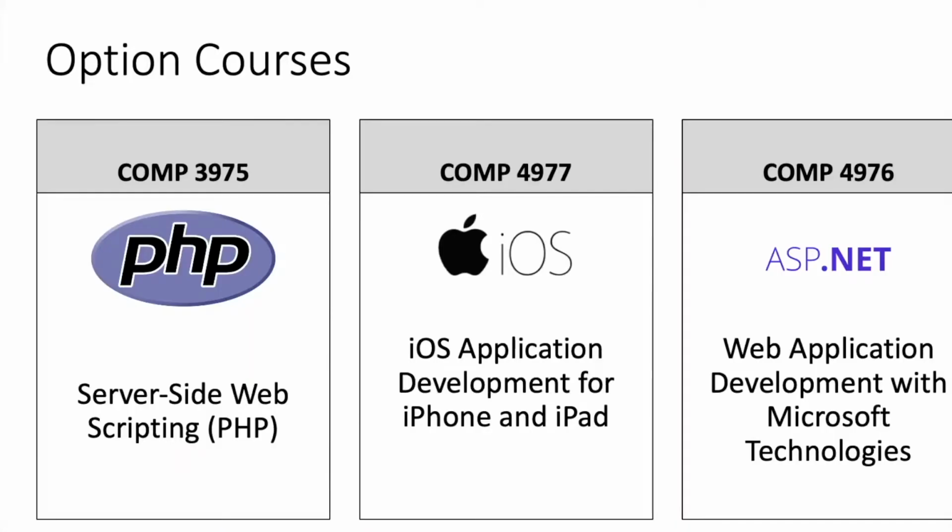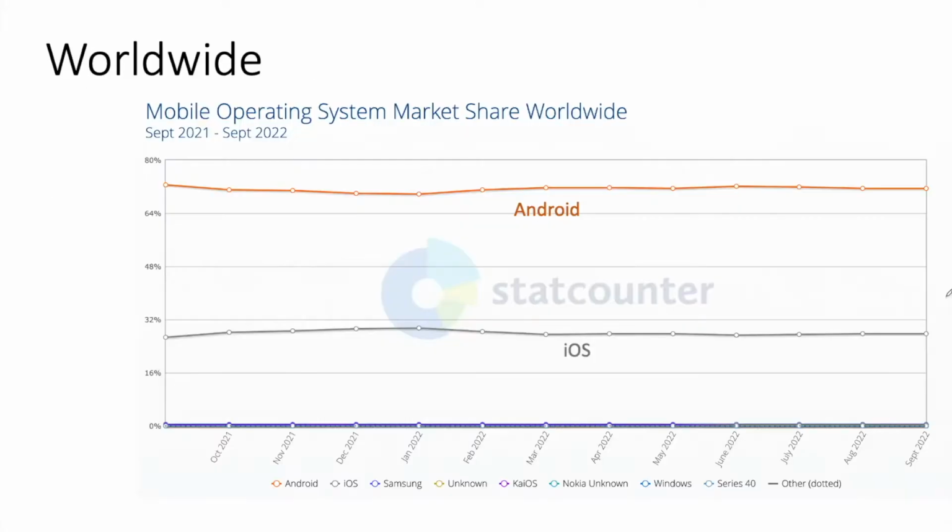The three main courses in the web and mobile option are Comp 3975, which is mostly about PHP, Comp 4977, which is all about iOS, and Comp 4976, which covers ASP.NET. This graph shows that the Android mobile operating system is the global leader.